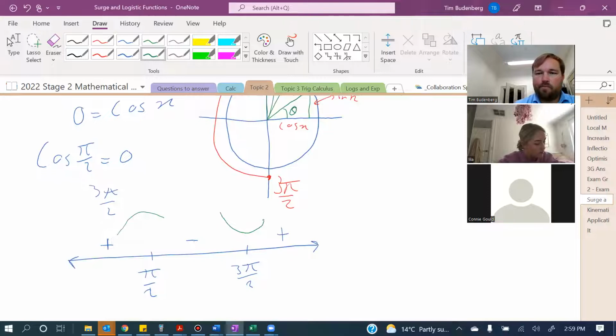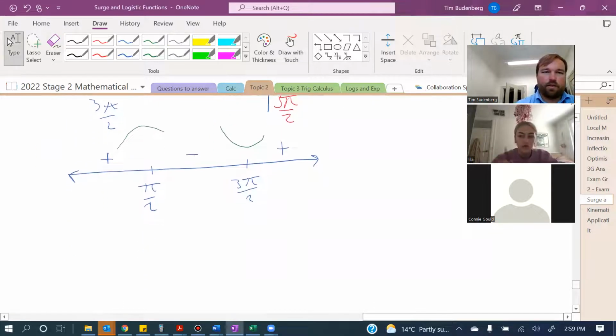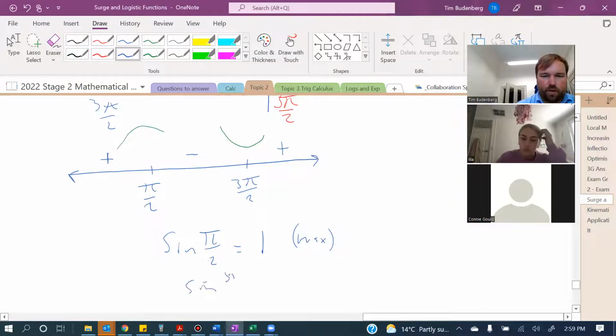Perfect. So then I just put π/2 back into the original function and then put it on a graph. So if the original function was sine, if you do sine π/2, it's going to give you 1, which will be a max. And if you do sine of 3π/2, it'll be -1, which is a min.